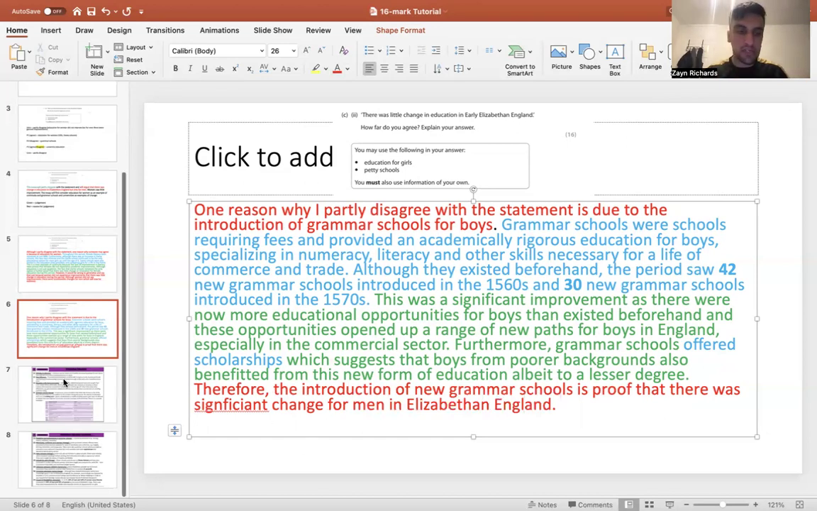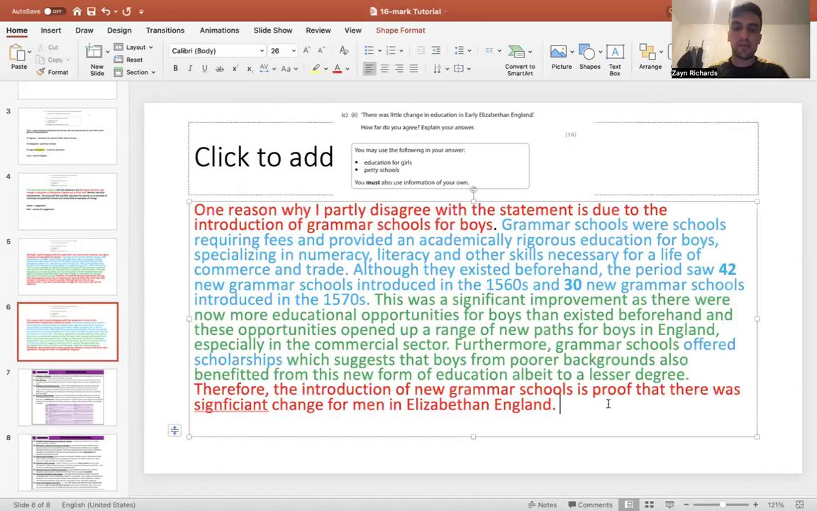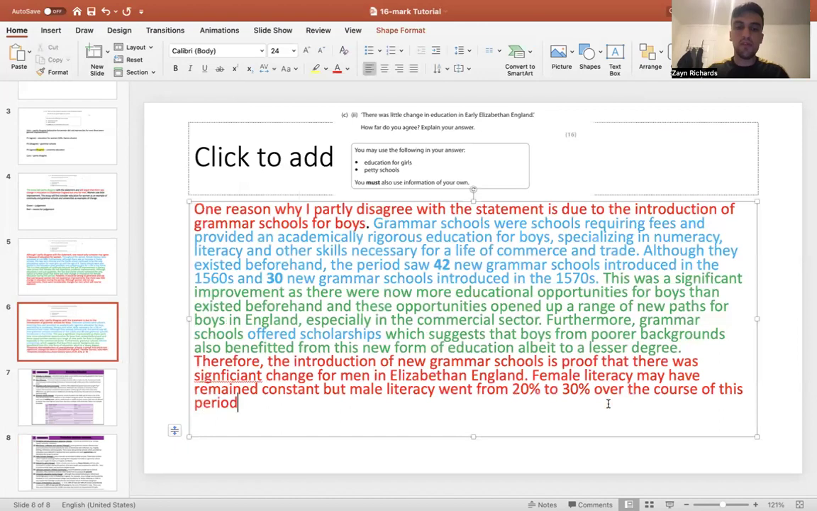Right, here's my killer point. So I'm going to look at my flashcard. Now look at this. If you look at the very bottom, in 1530, 20% of men were literate. By the end of the period, it's 30% of men. So I'm going to say female literacy may have remained constant, but male literacy went from 20% to 30% over the course of this period, proving the importance of grammar schools. Therefore, I partly disagree with them.